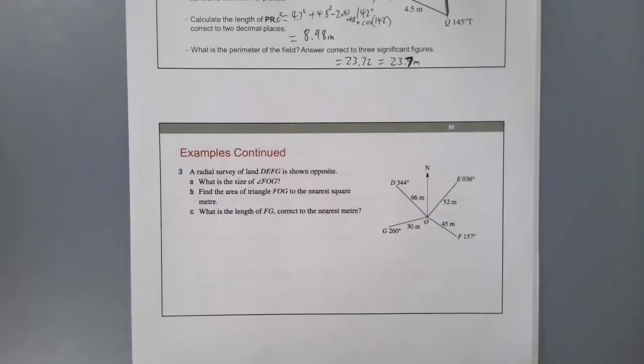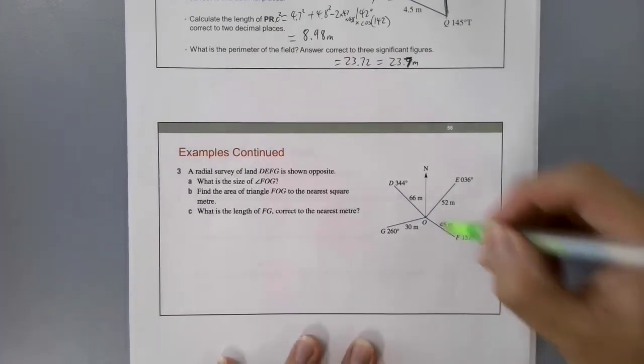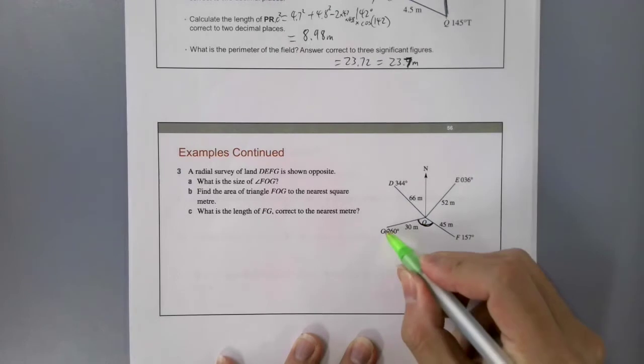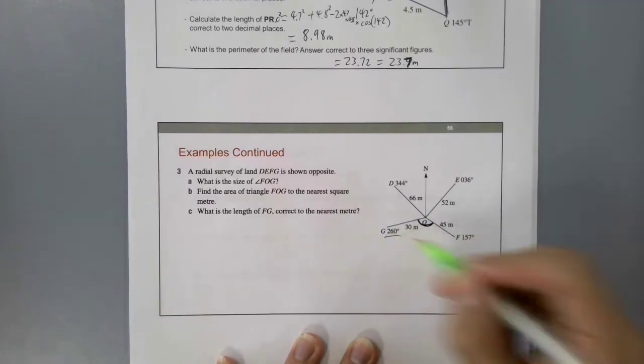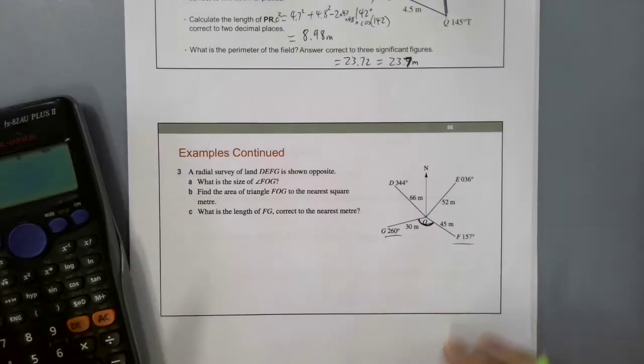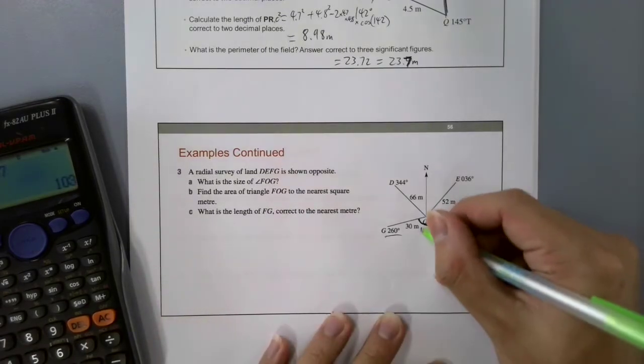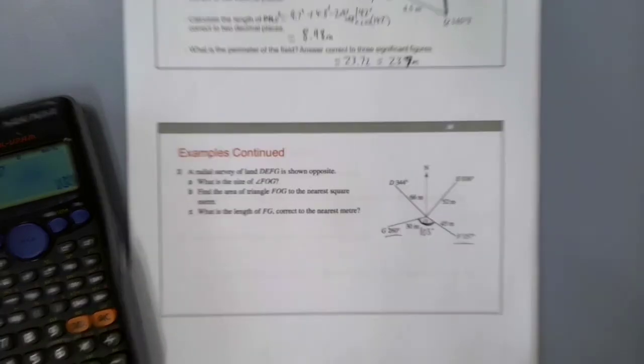Okay, so our last example of a radial survey is shown below. So the radial survey of the land DEFG is shown below. So what's the angle of FOG? Alright, now girls, to find this angle in here, it's actually really easy, especially if we're given true bearings. It's always just the bearings minus from each other. So 260 minus 157 gives us 103, which is the angle in there.